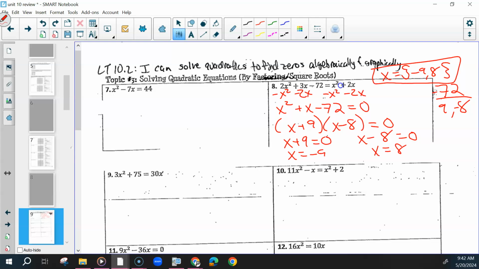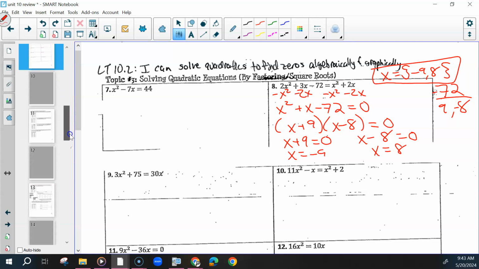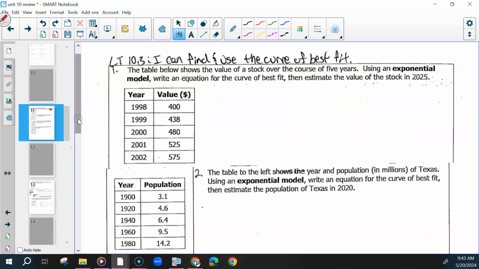Look at the next page. Are there any curve and best fit questions we want to see you go over? Okay, so for this, we want to use our exponential model. So I will show this, I'll let you guys choose, in Desmos or in the calculator. Remember, you can use Desmos for this section.